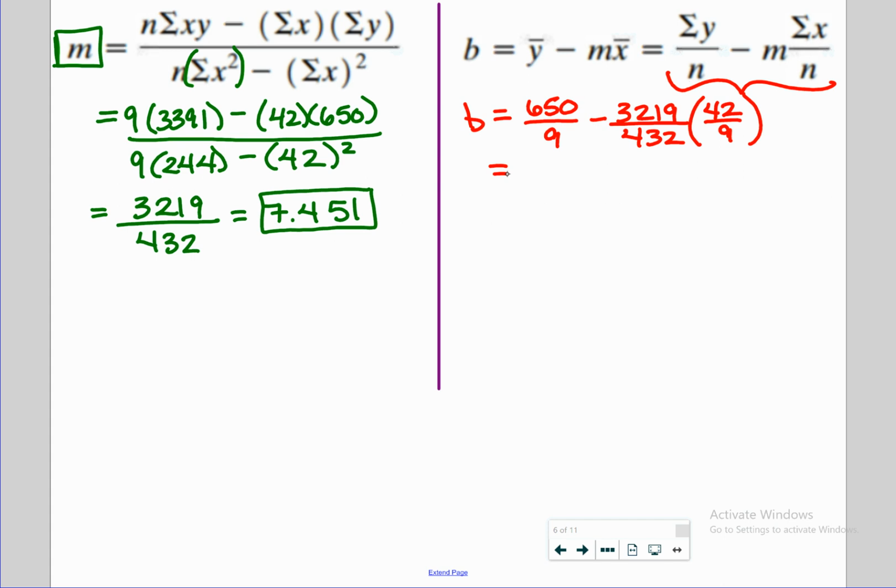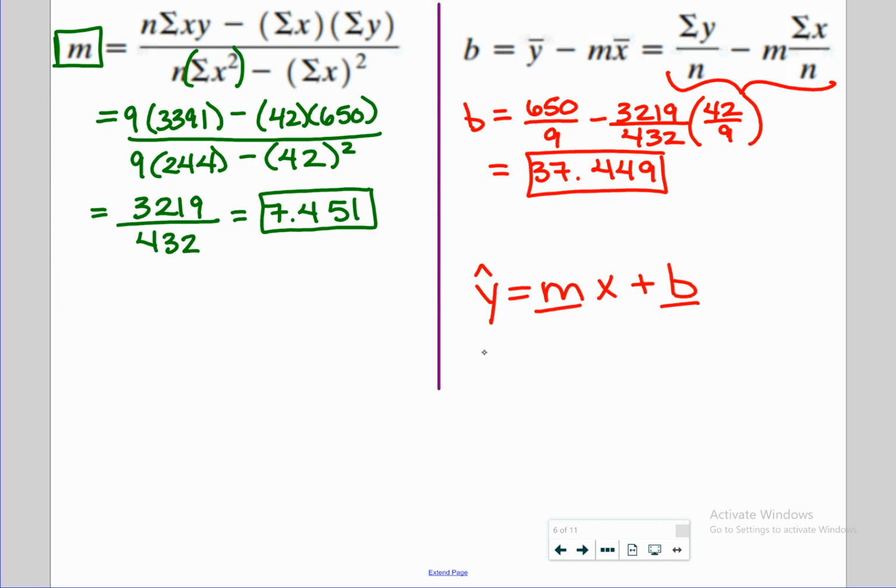So let's see, 650 over 9 minus 2 plus 42 over 9. I get, to 3 decimal places, 37.449. Okay, so final answer is y hat equals mx plus b, and you're filling in the m and the b when you do this.